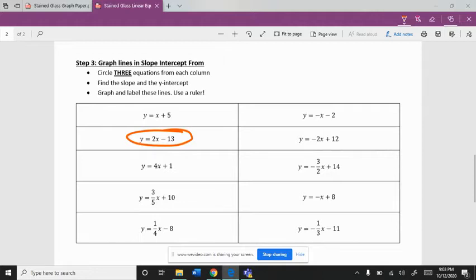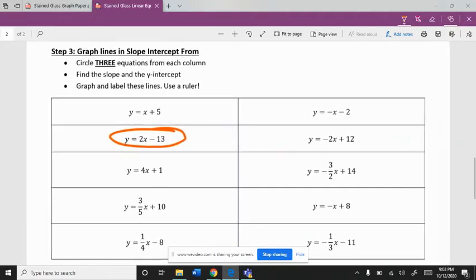Okay, so what you're going to do here, it says find the slope and the y-intercept, graph and label these lines, use a ruler. So remember we did this last class. Your slope is what's next to the x. So I'm just going to write this down here to help us. Your slope, that's m, would be 2.